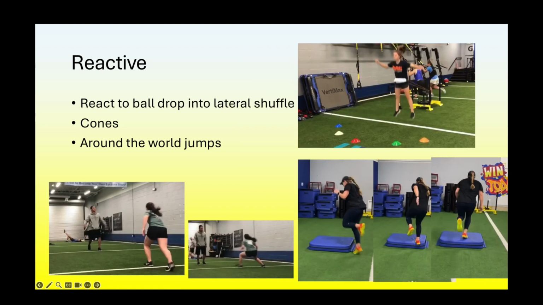You can do the same thing with cones. So they can be doing repeated jumps. You call out a color, they have to jump to the cone, jump back. You can do it with a ball drop. So you throw a ball in the air, they have to run to it, grab it, and then do a lateral shuffle. And they can go around the world onto a foam pad where they have to react to the different surface.